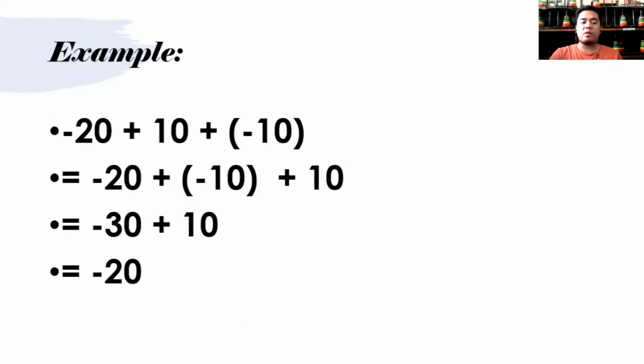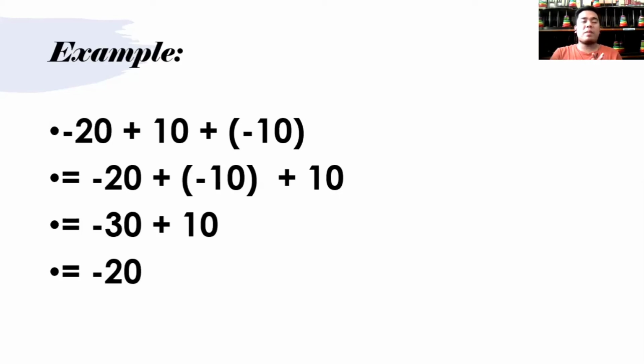So for example, negative 20 plus 10 plus negative 10. So I group first those numbers with common signs or with the same sign, or those numbers that are like signed numbers. So negative 20 plus negative 10. Since they are all negative, I can add directly the numbers. So 20 plus 10 is 30, and the sign will follow negative. So negative 30. And copy positive 10. So since wala siyang ka-group, just copy.